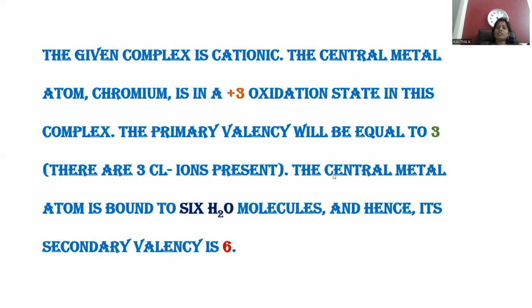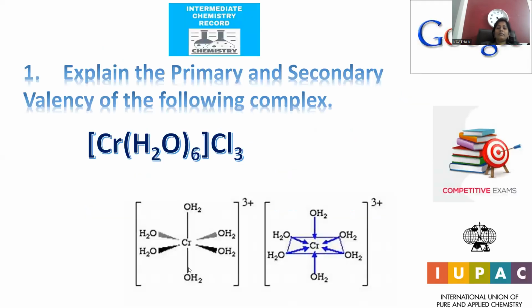Now move on to secondary valency. The central metal atom is bonded to 6 water molecules, and hence its secondary valency is said to be 6. It is the number of ligands surrounding inside the sphere of the square bracket that is said to be its secondary valency. 1, 2, 3, 4, 5, 6, 6 water molecules are there to contribute electrons to the chromium, so 6 is the secondary valency, and the chromium is in the +3 oxidation state, so the oxidation number equals its primary valency. This is the way primary valency is said to be 3, secondary valency is said to be 6.